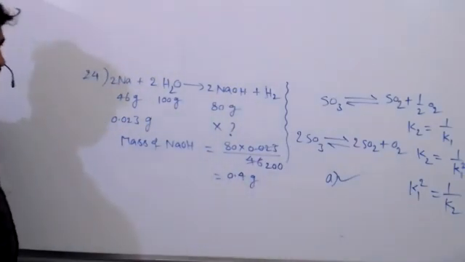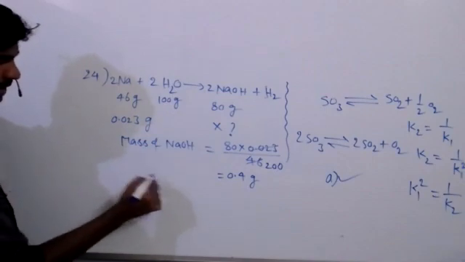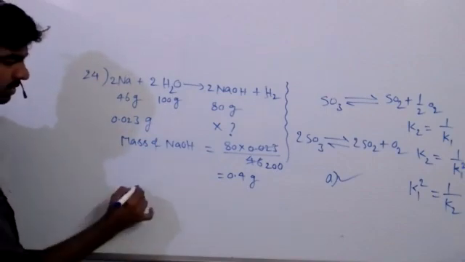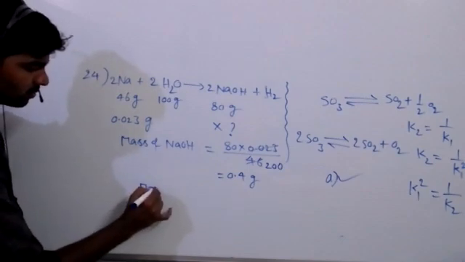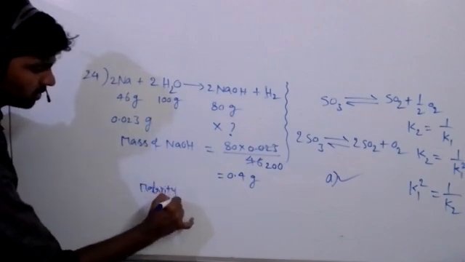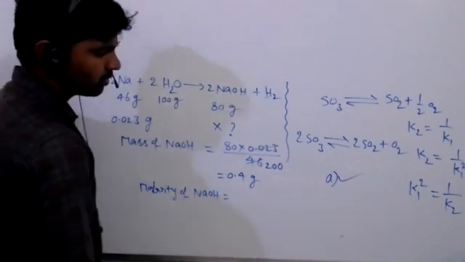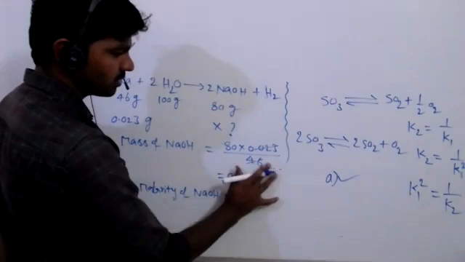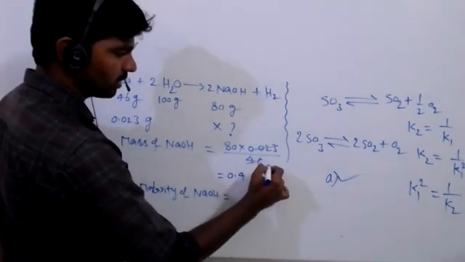NaOH. So the number of moles of NaOH is 10 power minus 3. Okay, wait. We got only the NaOH mass, but the molarity of NaOH, sir, that should be 2000, not 200. Multiply with 10^3. Okay, yes, 2000.